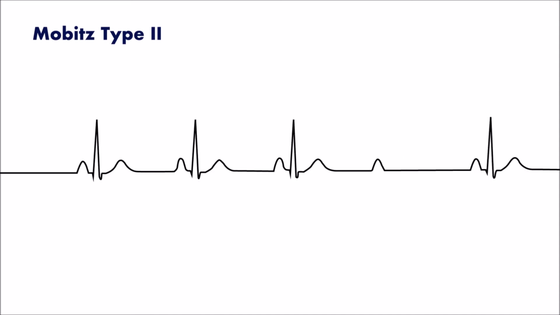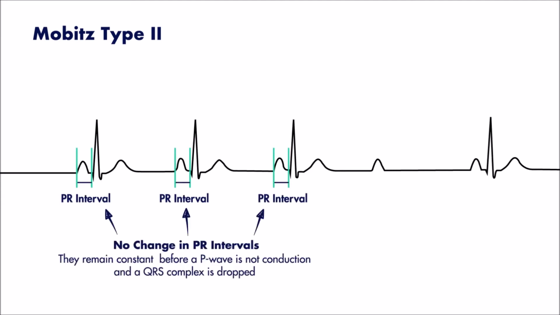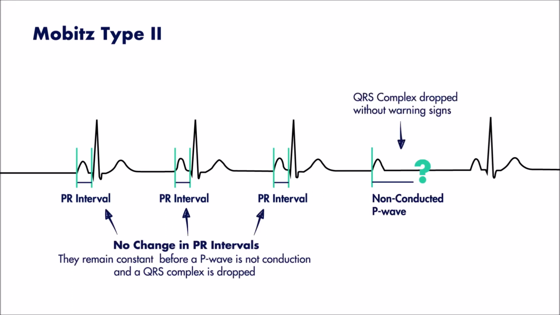On a cardiac strip, in contrast to Type I second-degree AV blocks, there is no change in the PR interval prior to or after the non-conducted P wave. In other words, there's no warning sign, such as a gradually changing interval you see with a Type I second-degree AV block. In this case, QRS complexes are simply not conducted or dropped.